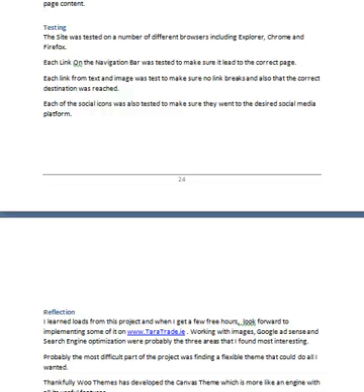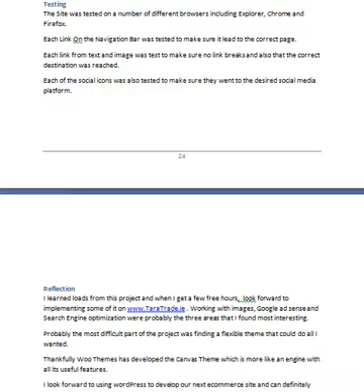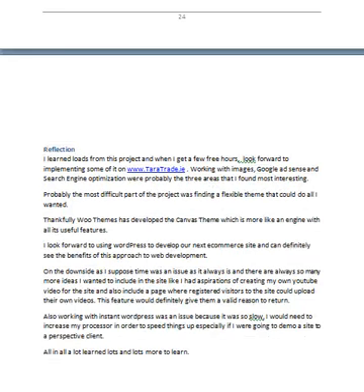Testing, I just tested each link, made sure that they were all going to the right places, tested links behind images, made sure the social icons were okay. That was an iterative process. I tested as I created.